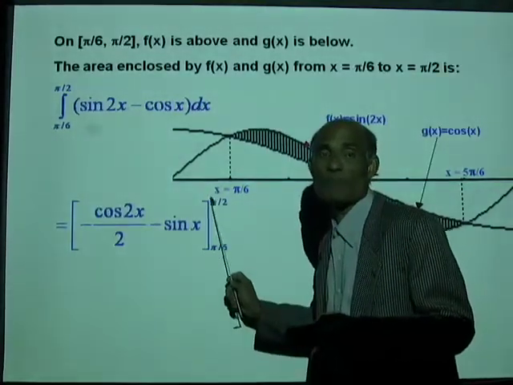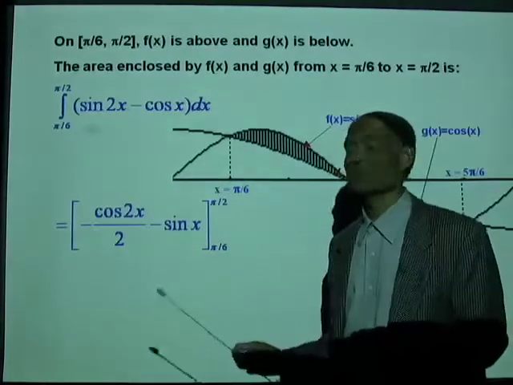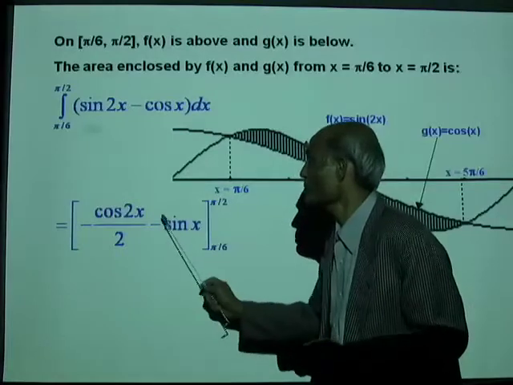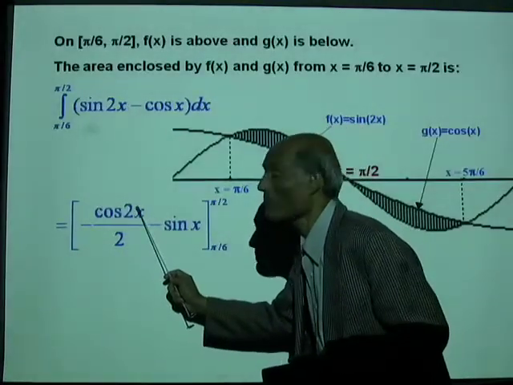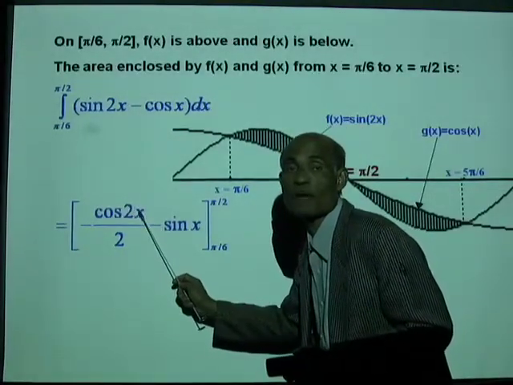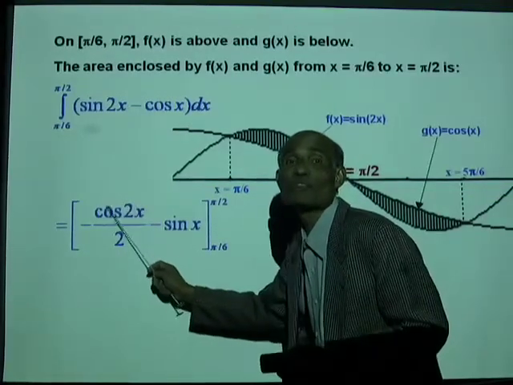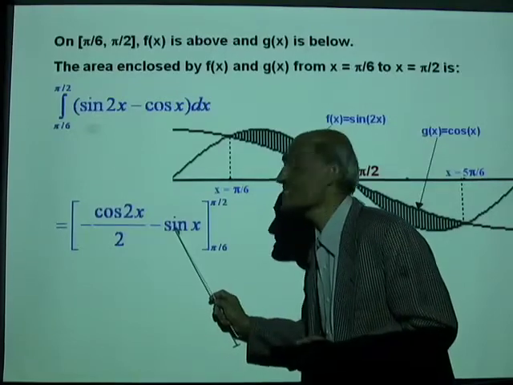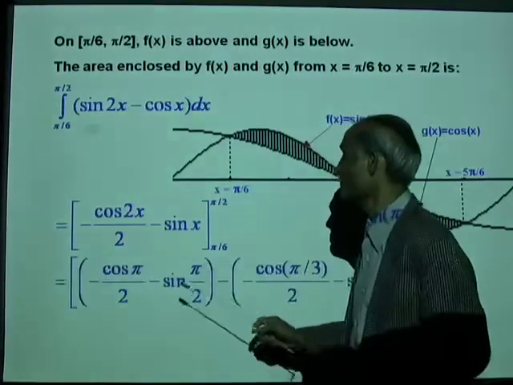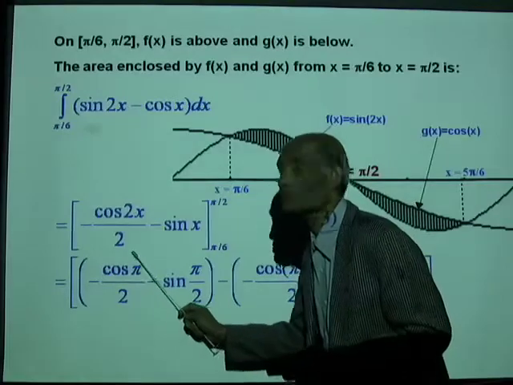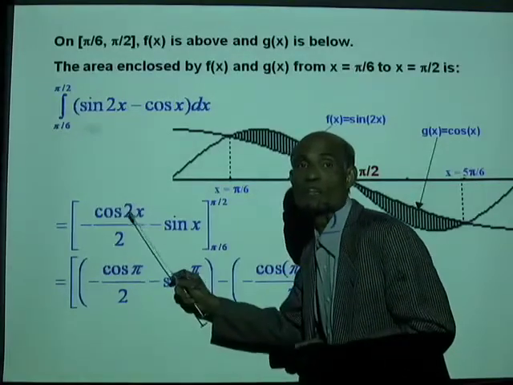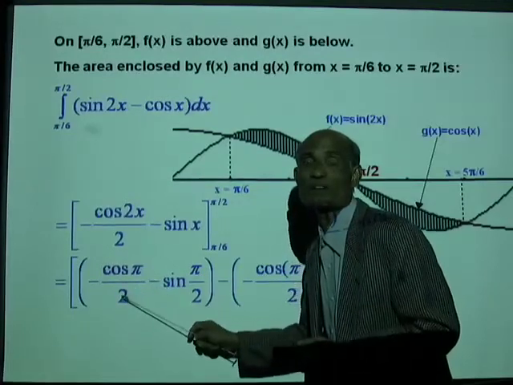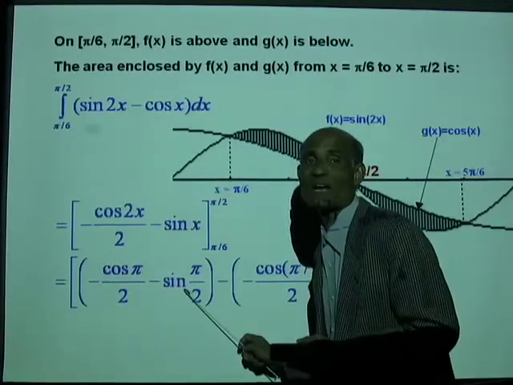This is from x equal to pi by 6 to x equal to pi by 2. Now replace the upper limit, x, by pi by 2. When you replace x by pi by 2, 2 times pi by 2 will be pi. So this will be negative cos of pi divided by 2 minus sine of pi by 2. Hope you understand that. 2x, replace x by pi by 2, gives you cos pi divided by 2 minus sine pi by 2.